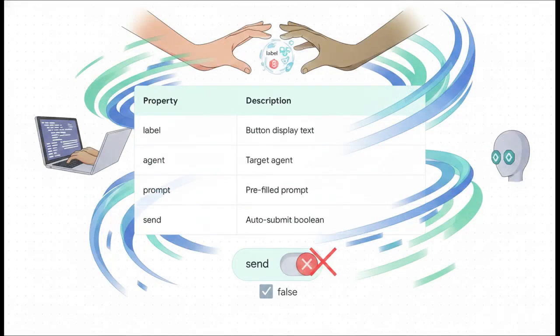Behind the scenes, the mechanics driving this relay race are surprisingly simple. The handoff feature is just controlled by a few basic YAML properties. You define a label for the button, the agent you actually want to switch to, and a pre-filled prompt to get them started on their specific phase. And notice that send flag at the bottom? By default, it's set to false. This means you, the developer, retain total control.